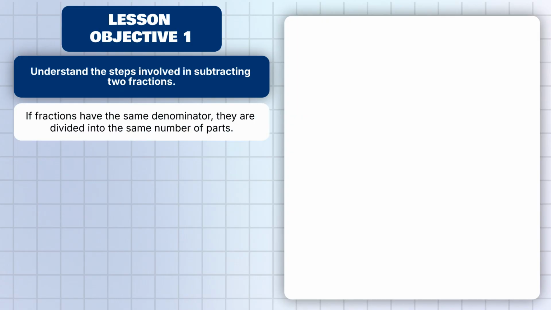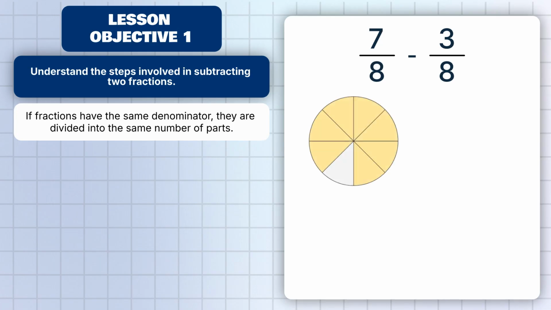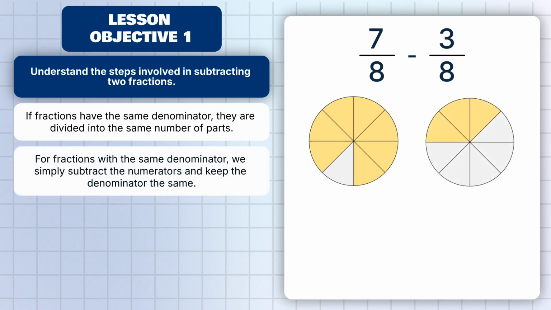For example, if we want to subtract 3/8 from 7/8, imagine a pie divided into 8 equal slices. 7/8 is 7 slices of that pie. 3/8 is 3 slices of that pie. Since the denominators are the same, we only subtract the numerators. 7 minus 3 equals 4, and since the denominator remains the same, we place this as 4/8. We can simplify 4/8 by dividing both numbers by 4. This gives a final answer of 1/2.